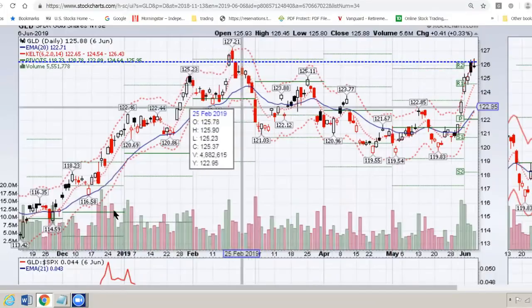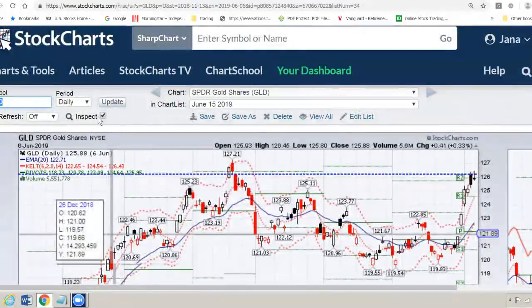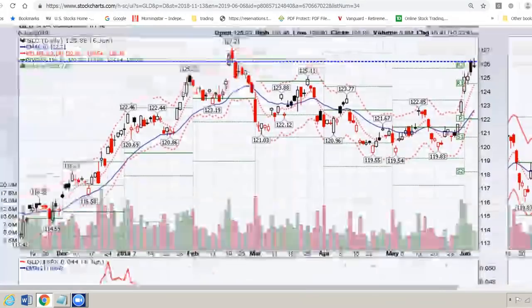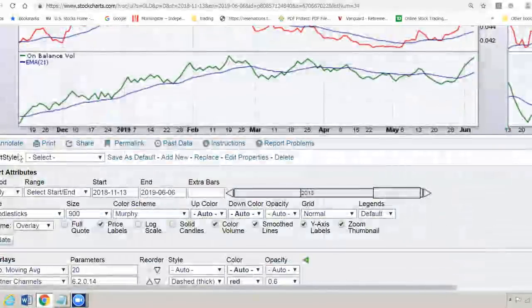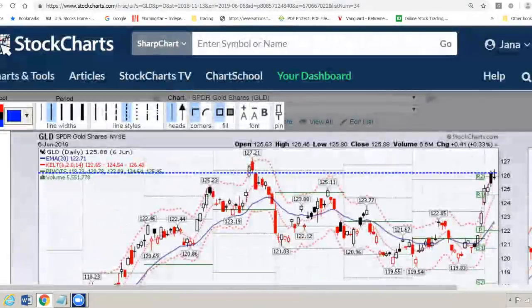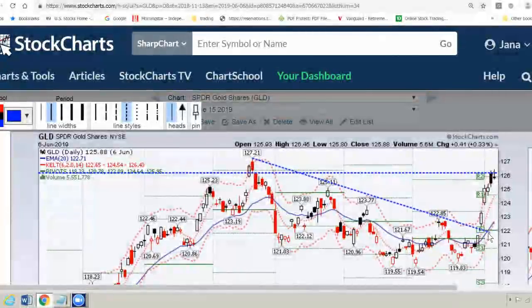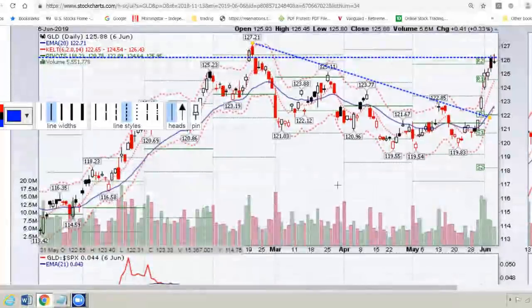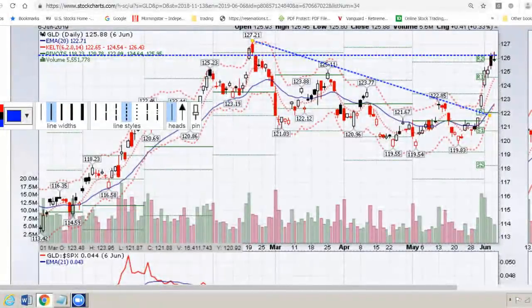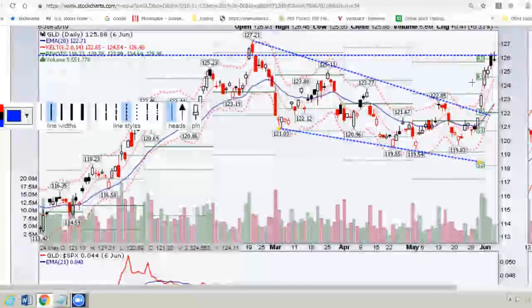Now, if we take this inspect thing off, it looks pretty bullish to me, though a little overextended. You can see we broke this downtrend here, so we kind of completed a bullish triangle formation, depending on where you want to pull this in.